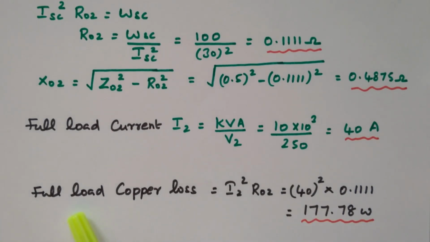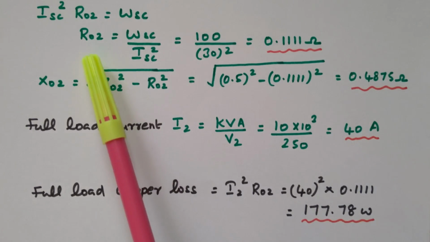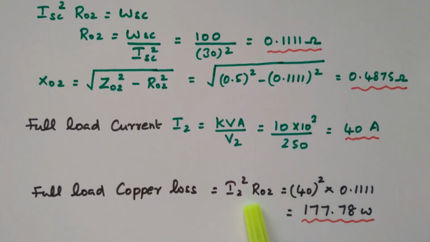Right. So now we can calculate the first answer, the full load copper loss. I2 square into R02. I2 is calculated here, R02 is also available. By using these two values we can find the full load copper loss: I2 square into R02, that is 40 square into 0.111, which is nothing but 177.78 watts. So the full load copper loss is 177.78 watts. Now we'll go to the second question.